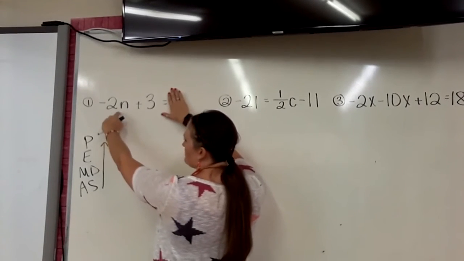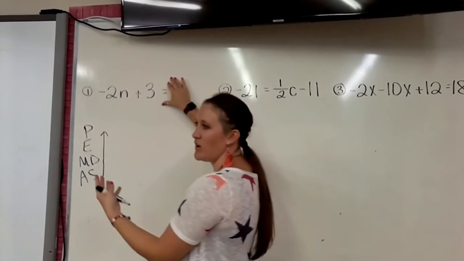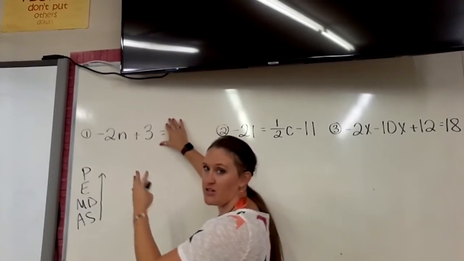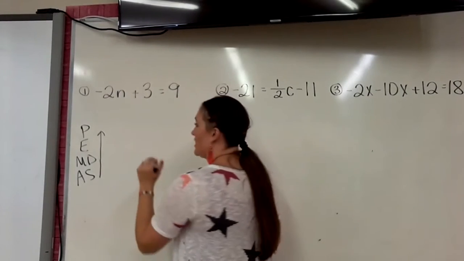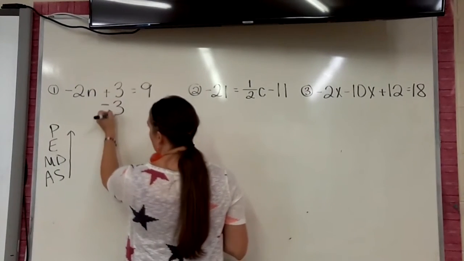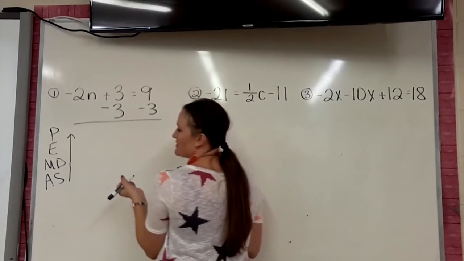This negative 2 is being multiplied by n. This 3 is just being added. So basically you're getting rid of the one that's by itself first, this plus 3, and we get rid of that by doing the opposite. So I'm going to subtract 3 from both sides of the equal sign because we have to keep our equation balanced.